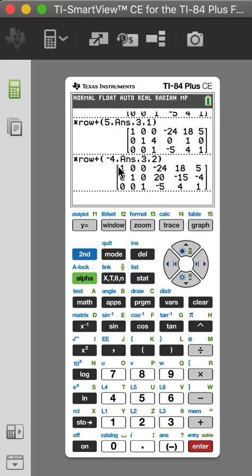So now that we have the identity on the left-hand side, our inverse is on the right-hand side. So our inverse would be the -24, 18, 5, 20, -15, -4, -5, 4, and 1.